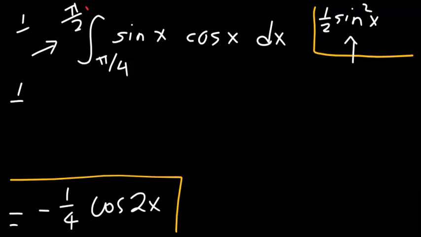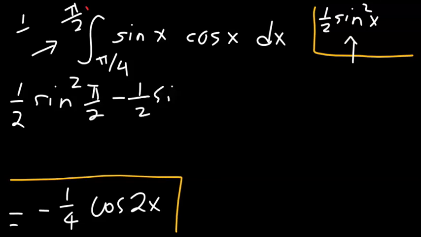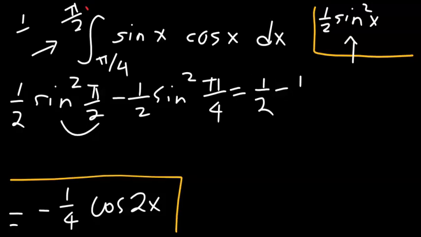It simply will be half sin squared of the upper limit pi over 2 minus half sin squared of the lower limit pi over 4. And that's going to be sin pi over 2 is 1, so that's just half, minus half, sin pi over 4 is 1 over square root 2, square that is 1 over 2. So the final answer is 1 over 4.